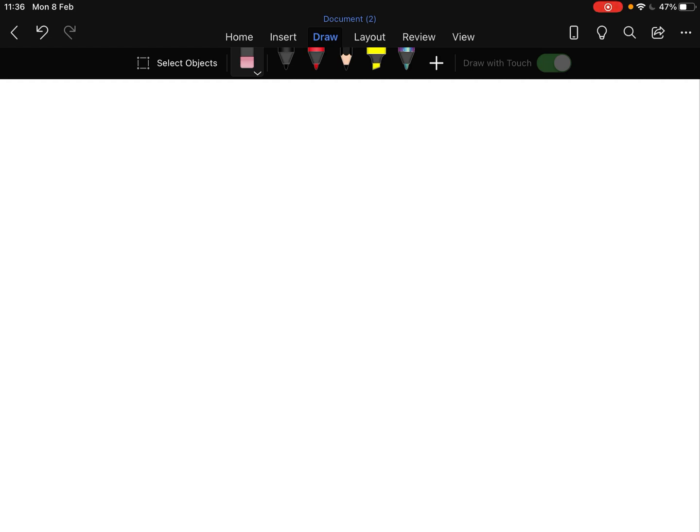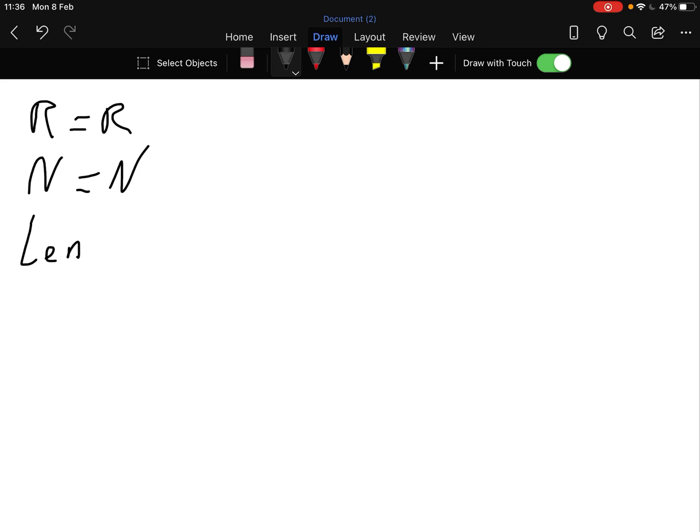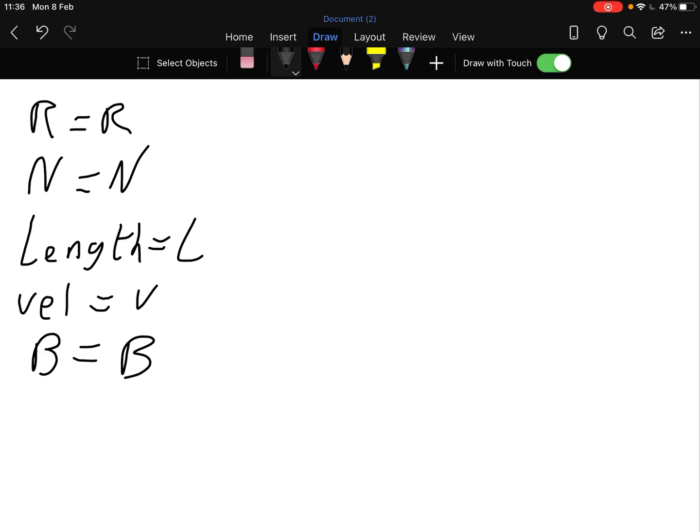So in the question, they tell us that the resistance is R. I'll move the tablet there now, so it's easier to write for me. Resistance is R. The number of turns is N, so N equals N. The length of the side is simply L. The velocity is V, and the magnetic flux density is B.